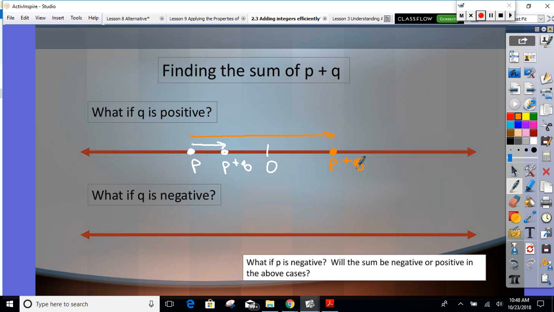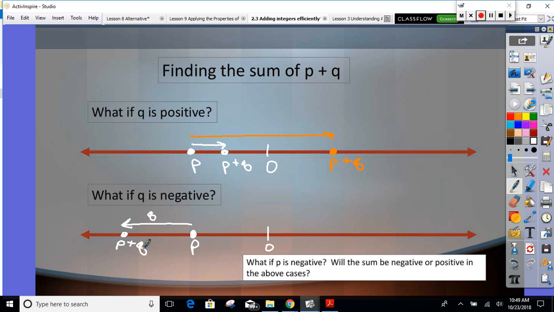Okay, now let's look at the same scenario if Q is negative. So we know that P is over here. We're saying P is negative. What if Q is negative? Will the answer be positive or negative? Miranda? Negative. It has to be negative, because if we're adding a negative Q, we're going to go more to the left, so P plus Q is going to have to be negative. If we're starting left and going more left, there's no way we're going to end up in positive land. We're going to stay in negative land that whole time.